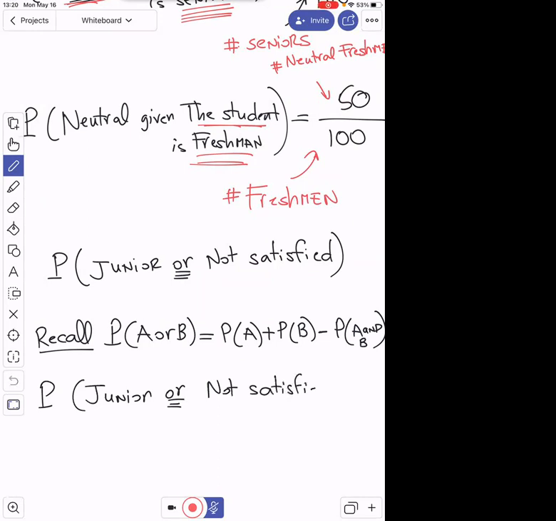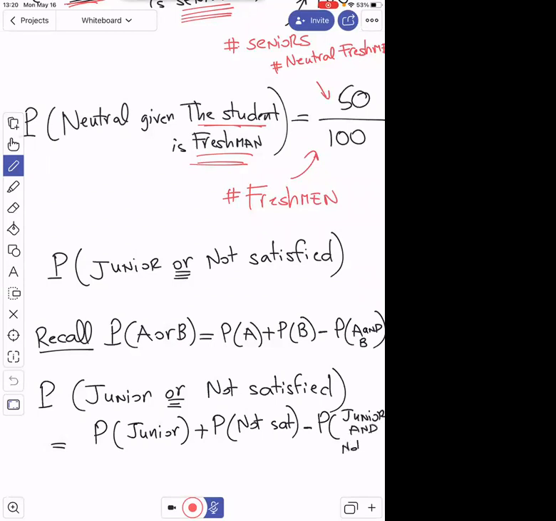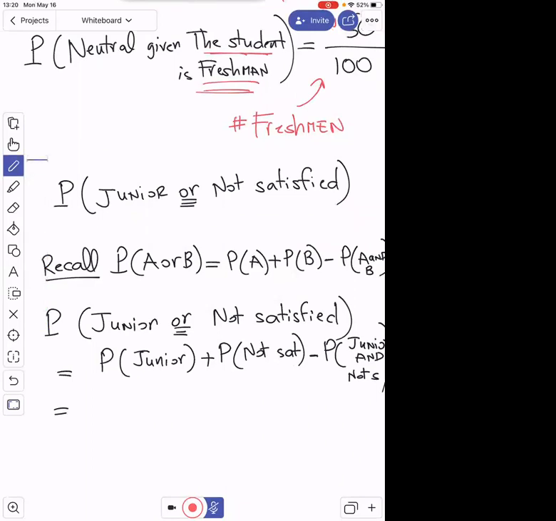So first we start with the first event, which is junior. So first we need the probability that the student is a junior, plus the probability that the student is not satisfied, minus the probability that the student is junior and not satisfied. All right, probability that the student is junior. Let's take the total number of junior students. Junior students, we have 100 over the total number of students.